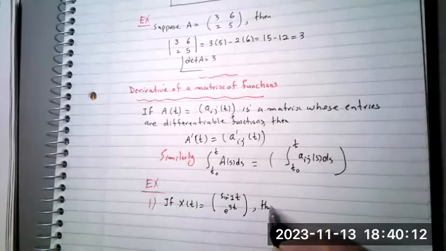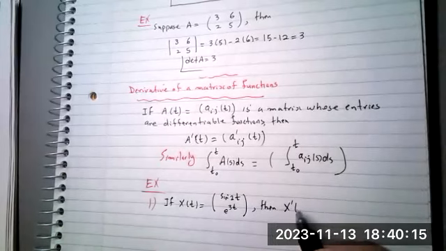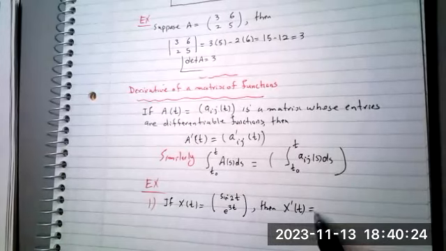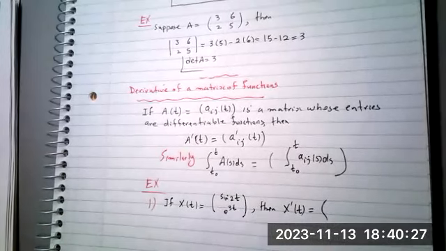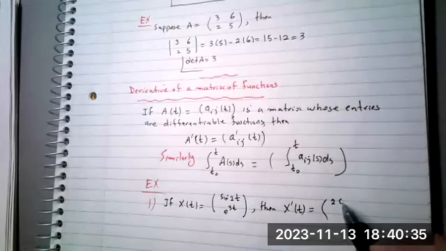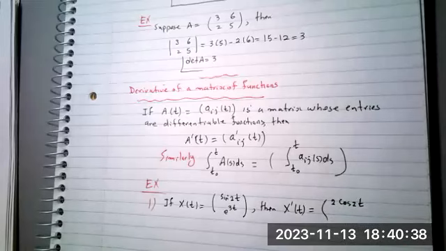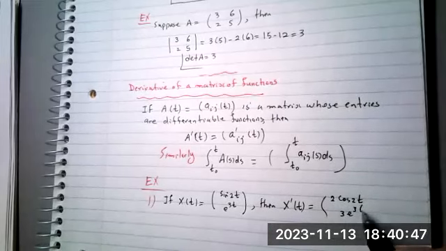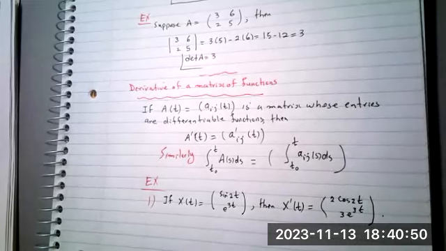So if you would like to find x prime to check whether x of t is the solution of a differential equation, we differentiate each entry. For example, the first one is sine of 2t, so just find the derivative of sine of 2t. It's going to be 2 cosine of 2t. That's the derivative of the first entry. The derivative of the second one, the exponential function, never changes, but you have to multiply by the derivative of the exponent, so it's going to be 3e to the 3t. So that would be the derivative of the column vector.